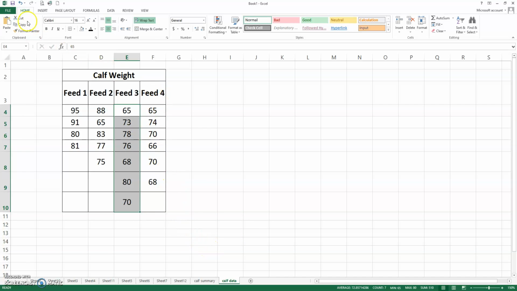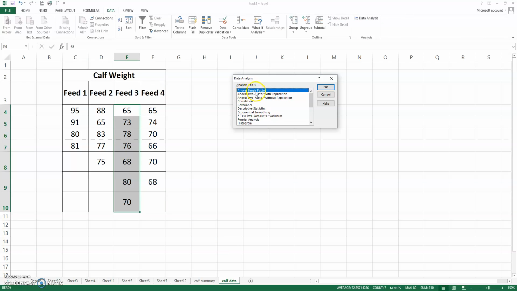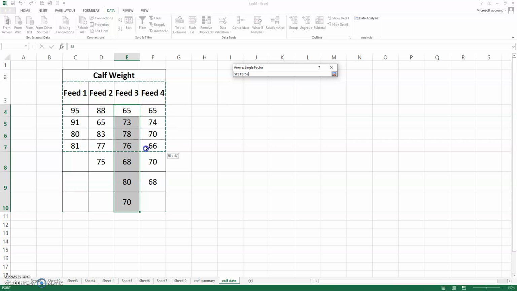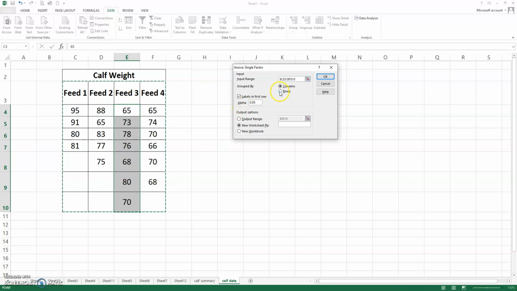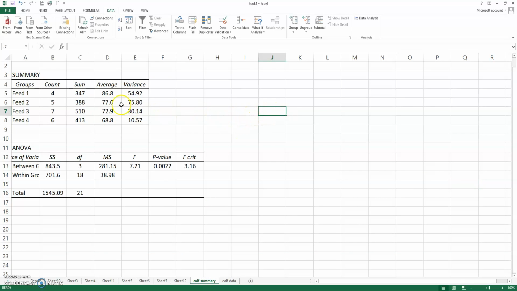What we do is go to the data tab, data analysis, single factor ANOVA. We highlight the labels plus all the data. We make sure we click on labels in the first row. We can specify alpha. We're testing at 5%, so if we include that value, the output is going to be based on that specific alpha value. Then we click OK, which I have done. I have this output here.